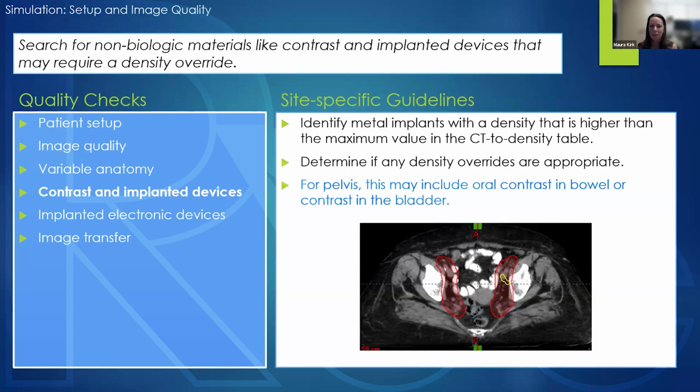Yeah, thanks. Okay. So for contrast and implanted devices, we talked a little bit about implants in the pelvis. So you want to identify any metal implants with a density that's higher than the maximum value in the CT to density table. Determine if you need a density override. And then in the pelvis, this may include oral contrast, or contrast in the bowel, or contrast in the bladder. And here you can see in this image, the patient has contrast in their bowel to better delineate the small bowel.